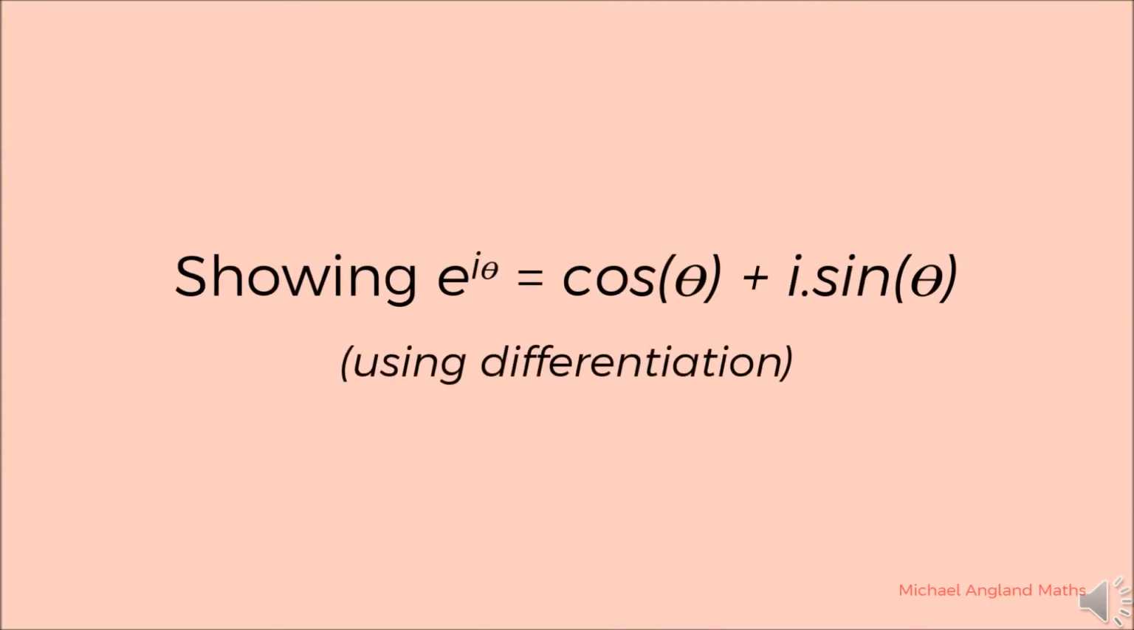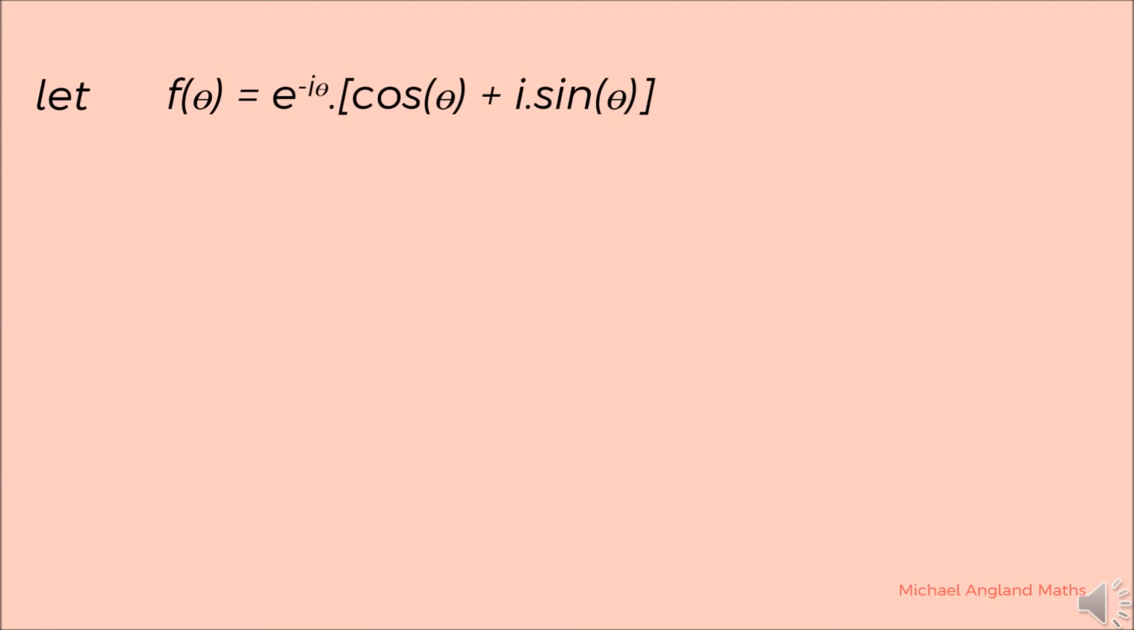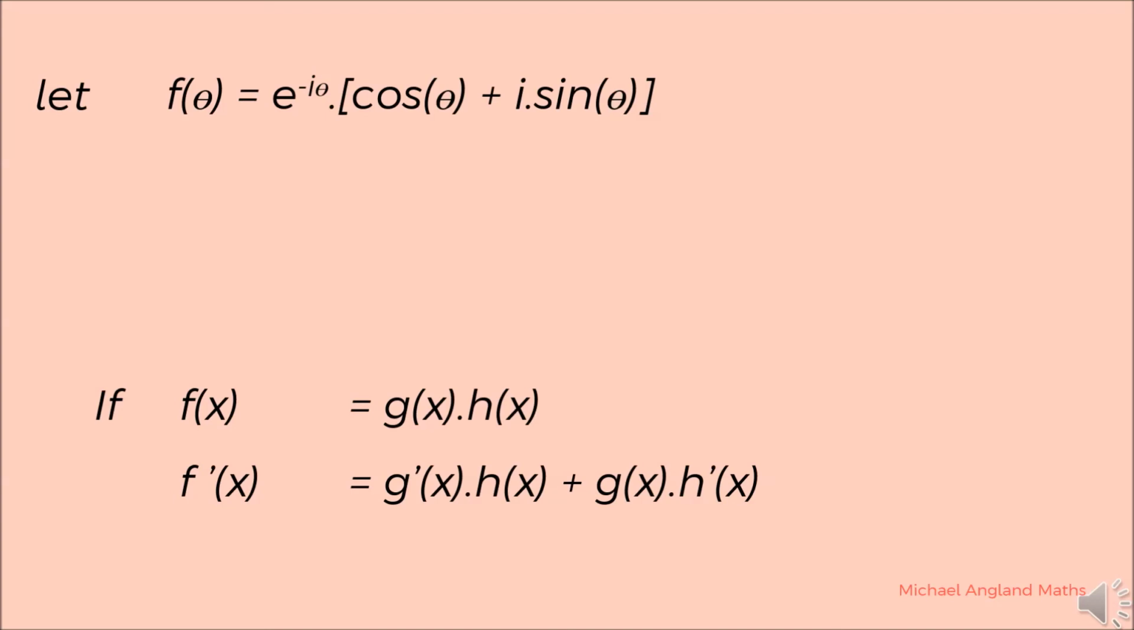Here's the second proof of e to the i theta equals cos theta plus i sine theta, this time using differentiation. So if we set f of theta equal to e to the minus i theta times (cos theta plus i sine theta), we'll now begin with the first step, which is differentiating this. Recall that this is a product, so the product rule applies as we see down below. If f of x is equal to g of x times h of x, then f dash of x is equal to the derivative of the first times the second plus the first times the derivative of the second, which is g dash x h x plus g of x h dash x.